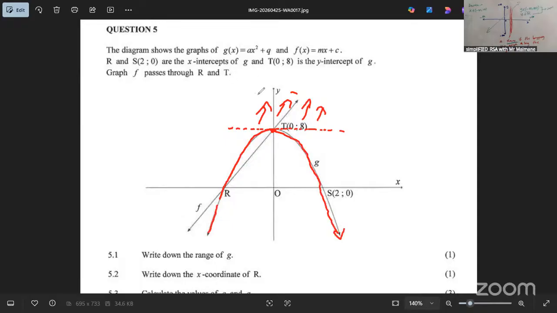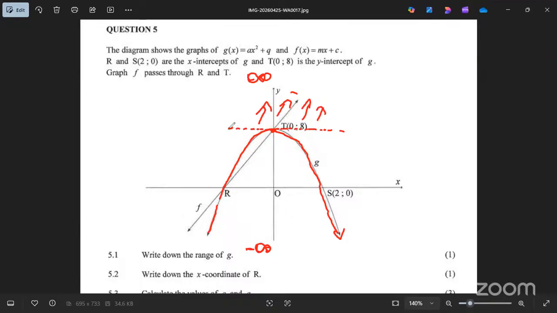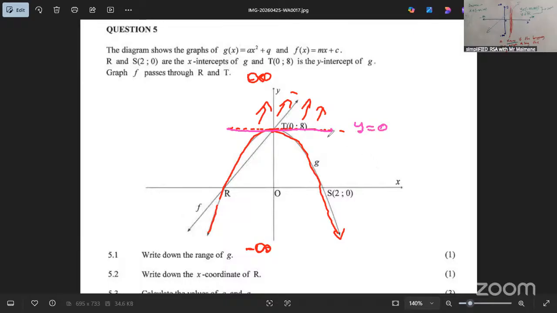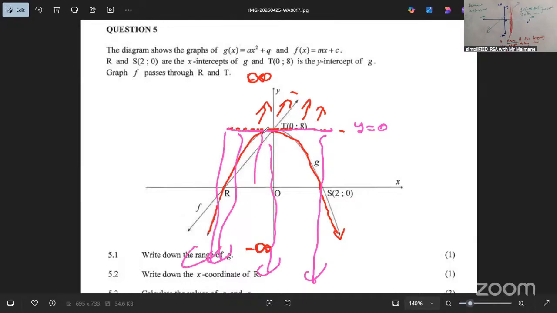But what I know is up there is positive infinity. Down here is negative infinity. So since I have to determine the range, it means I'm focusing only up and down. Where does G start and where does it end? So I can see that it starts exactly here where y is 8. And then it goes down. It goes down to negative infinity. Do you see that?